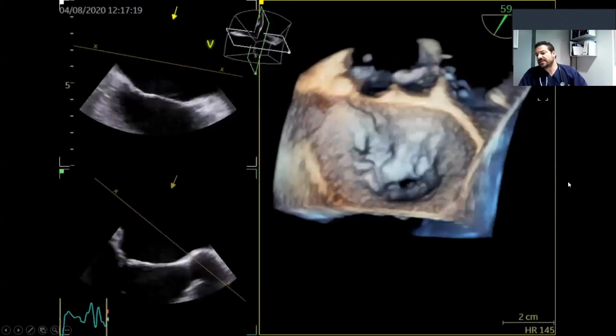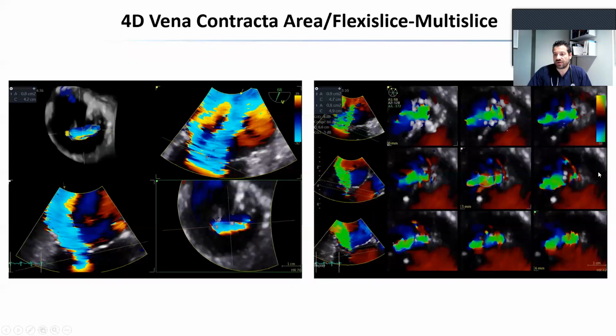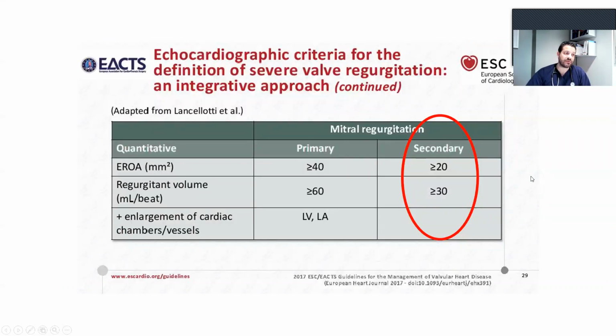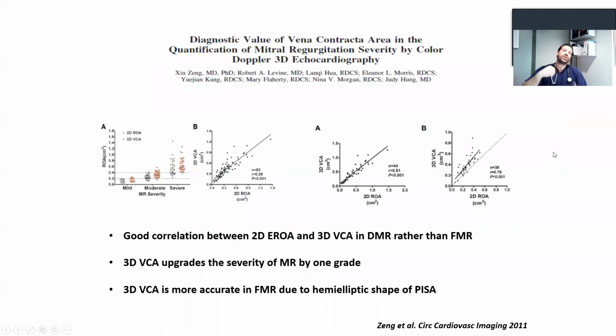In this case, you can see also the coaptation defect between the anterior and the posterior leaflet, and we can appreciate the vena contracta area with flexi-slice or multi-slice views. We know that vena contracta area in functional mitral regurgitation is hemielliptic and not spherical, and this is very important because in European guidelines, severe functional MR is when we have ERO more than 20 millimeters square, but we know that PISA is spherical and not hemielliptic.